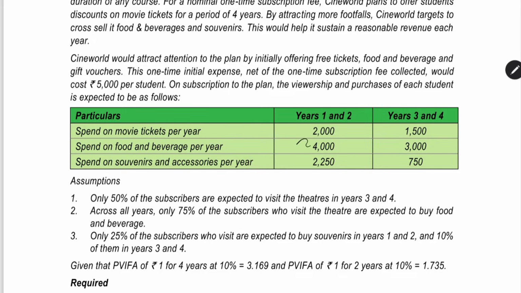Same like that for food and beverage, 4,000 he will spend, 3,000 he will spend on the next 2 years. For souvenirs, 2,250 he will spend in year 1 and 2, 750 he will spend in year 3 and 4.